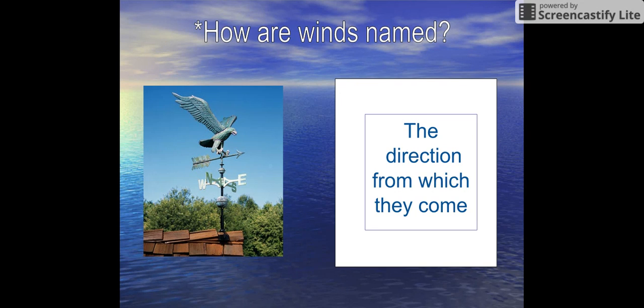Anytime we are naming winds, we're going to name them from the direction from which they come. So if we say we have a westerly wind, we mean that the wind is actually moving from the west to the east.